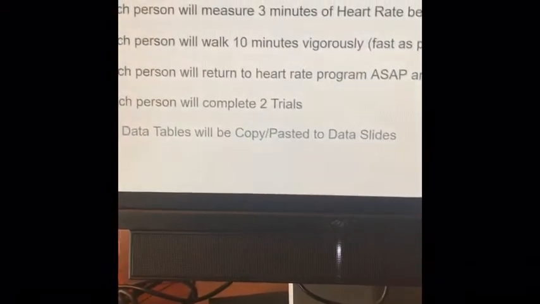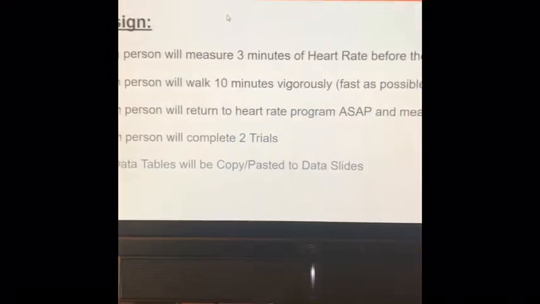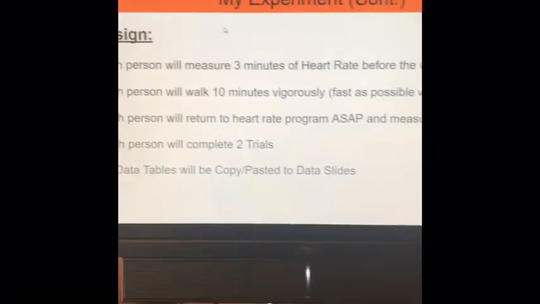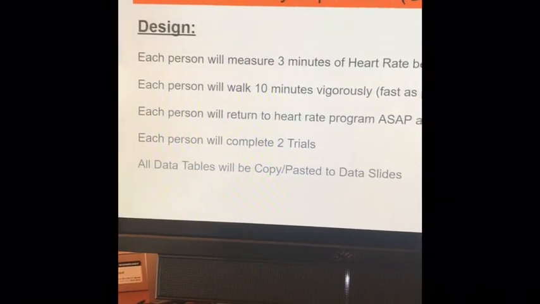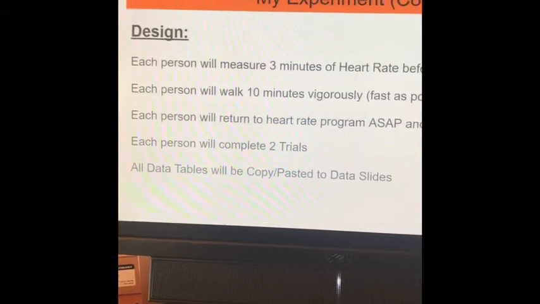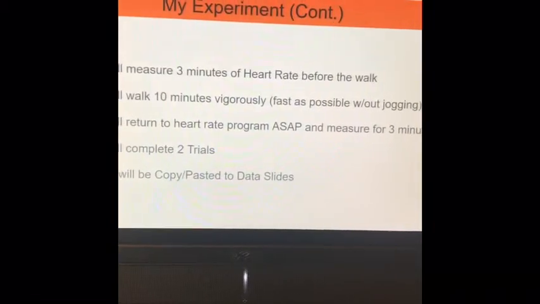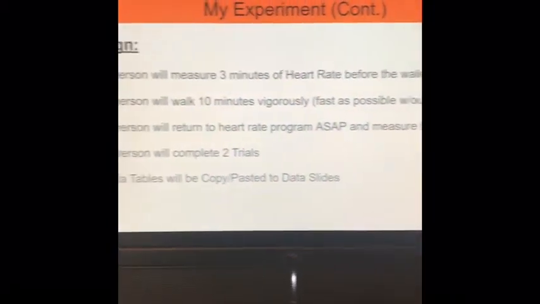I'll skip through. Here's my design. Each person will measure their heart rate before the walk for 3 minutes. That should get us a good resting pulse. Each person will walk 10 minutes vigorously. That's as fast as possible without jogging.